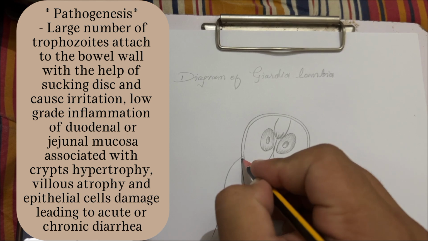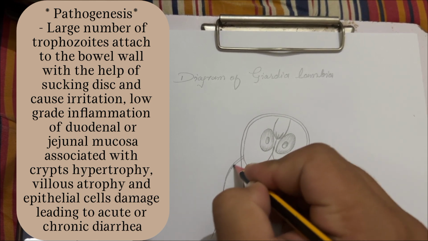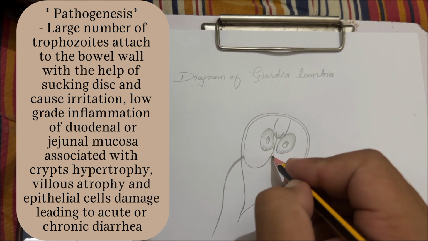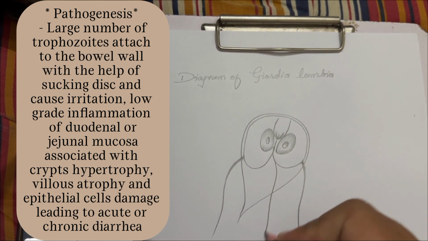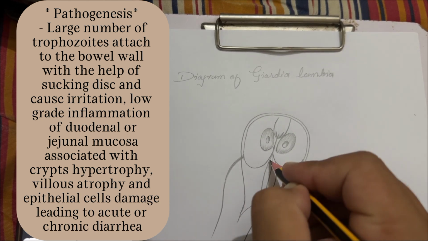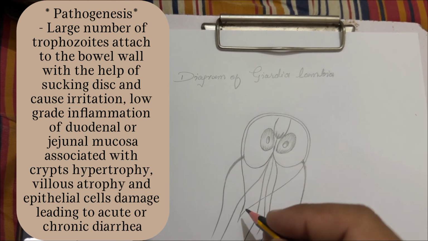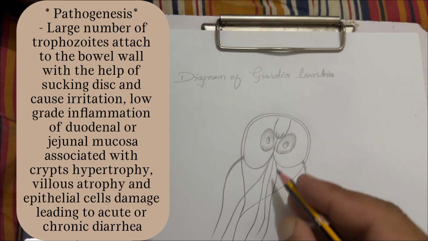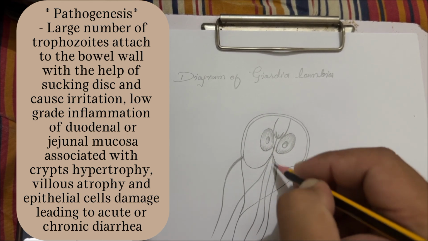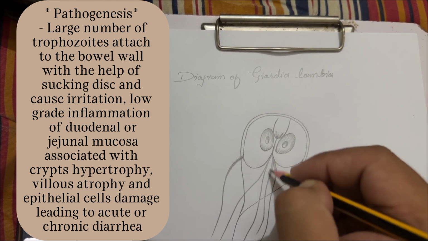Pathogenesis. Large number of trophozoites attached to the bowel wall with the help of sucking discs that is present on the ventral surface of Giardia lamblia and cause irritation, low-grade inflammation of duodenal or jejunal mucosa associated with crypt hypertrophy, villus atrophy and epithelial cells damage, leading to acute or chronic diarrhea.